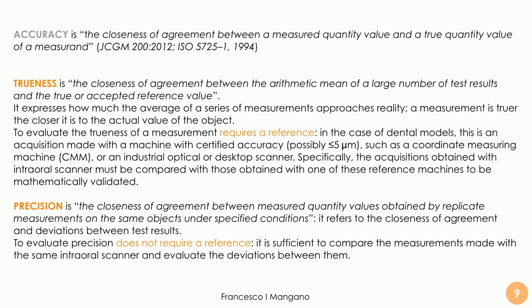Accuracy is also defined as the closeness of agreement between a measured quantity value and a true quantity value of a measurand. And trueness in particular is defined as the closeness of agreement between the arithmetic mean of a large number of test results and the true or accepted reference value. So we are talking about something that is really important for evaluating the quality of a mesh or 3D surface reconstruction, because if the 3D surface reconstruction is true, then it is a clinically reliable reconstruction.